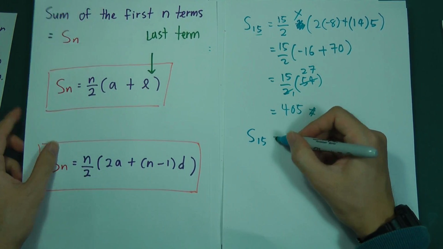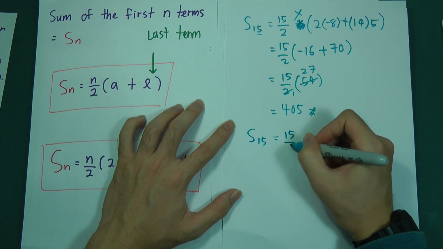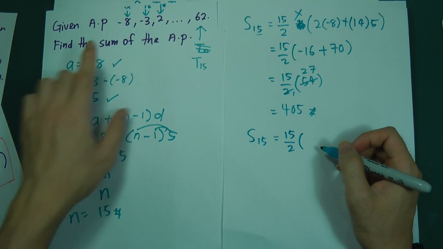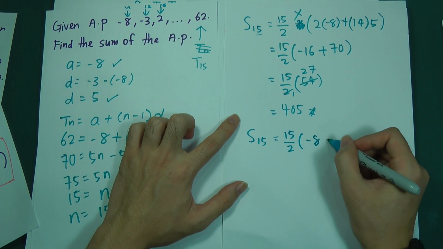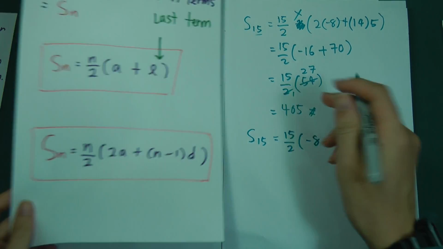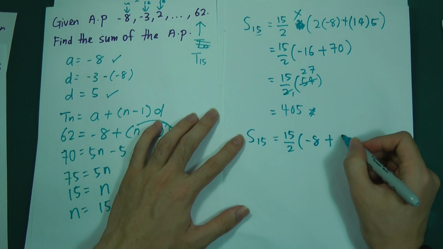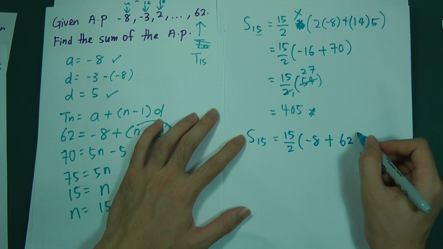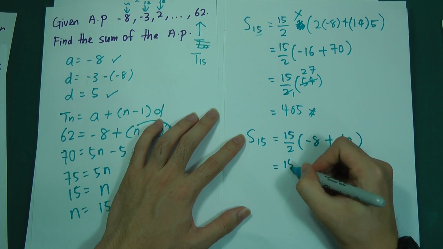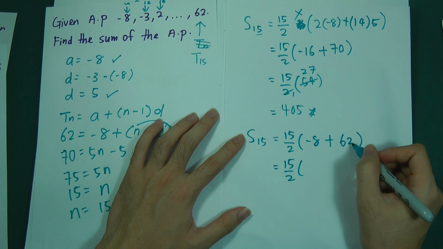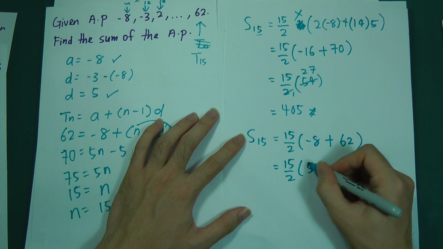So S15 will equal to 15 over 2. A is negative 8 plus L. L is the last term. Last term value is 62. So plus 62. Therefore we have 15 over 2, negative 8 plus 62, we will get 54.